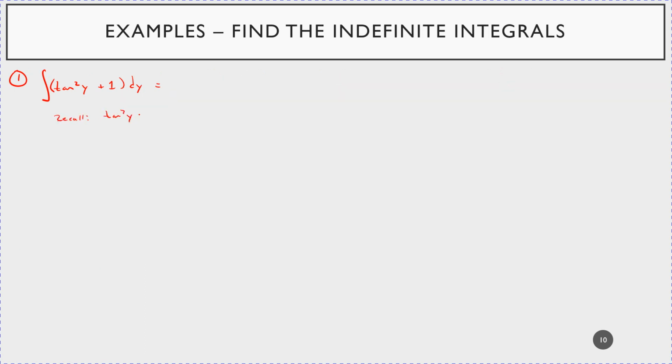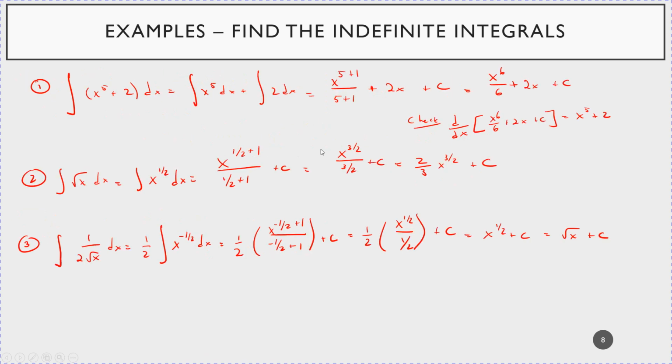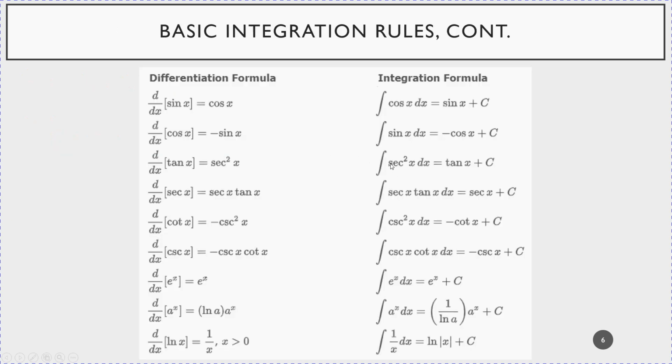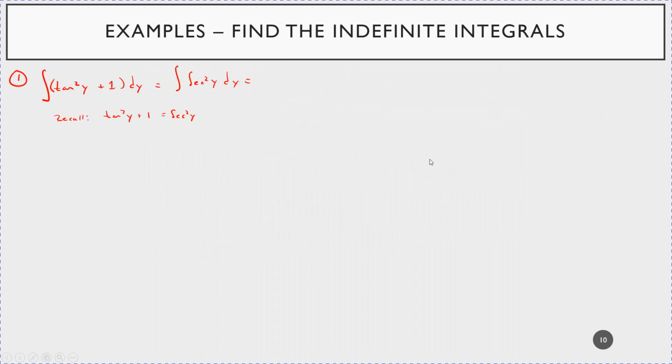Recall that tangent squared of y plus 1 is equal to secant squared of y. So this is the same thing as the integral of secant squared of y dy. Well, let's go back. Look, the integral of secant squared is just tangent. So this just becomes tangent of y plus c. So don't be afraid, when you see these, to go, all right, well, maybe I'm going to need a trig identity for some of these.